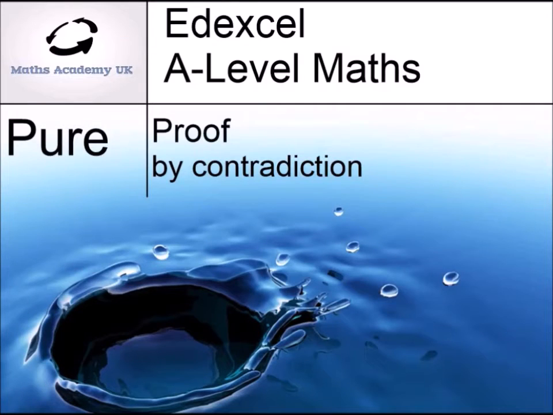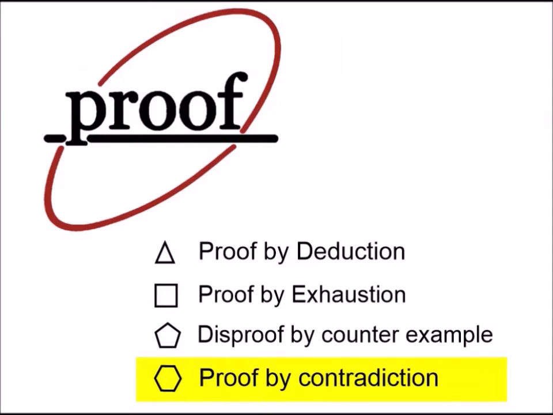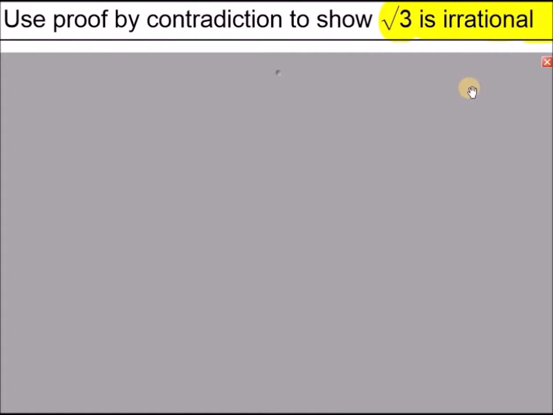Proof by contradiction. Watch the previous video on proof by contradiction to show that root 2 is irrational. It's in a bit more detail than this video.